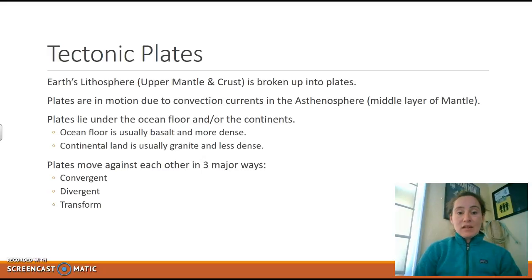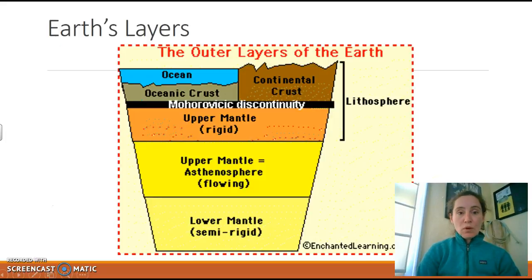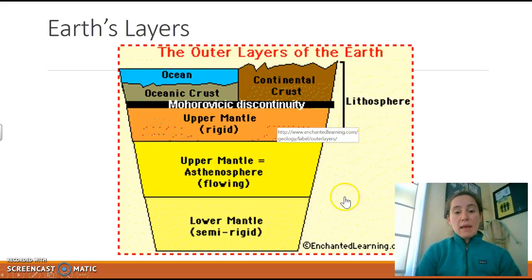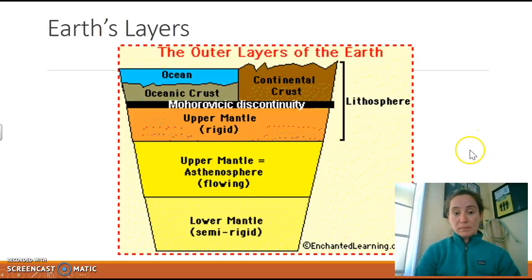Plates move against each other in three major ways. They could have convergent plate boundaries, divergent plate boundaries, or transform plate boundaries. So we're going to go through all of this stuff. Earth's layers, right here you can see the lithosphere is made up of the crust and the upper mantle. And then the asthenosphere, the part that is moving and has convection currents, is below that.